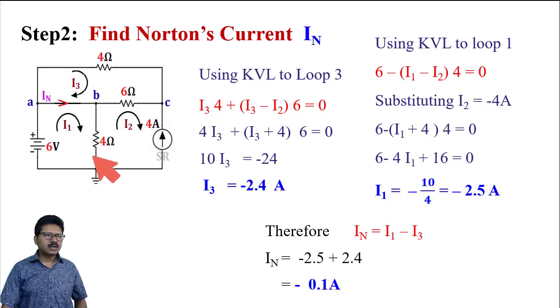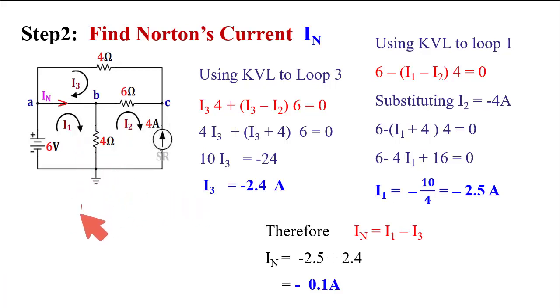I1 is flowing in the downward direction, I2 is flowing in the upward direction. Considering I1 is higher, so (I1 minus I2) multiplied by 4 is the potential drop across this 4 ohm resistance. In this loop another potential is 6. The summation of these two will be 0. Now see what the polarity is. When I1 minus I2 is flowing in the downward direction, this will be positive, this will be negative. So minus, plus, plus, minus.